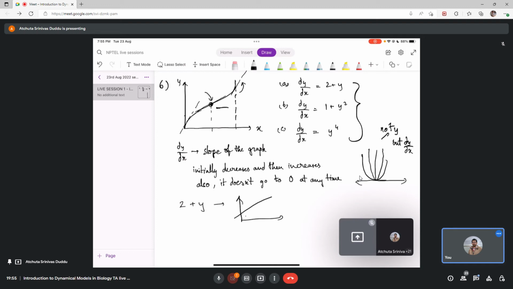We take this as g of x and then we are plotting that, right? So just to look at it, we have these y power 1, y square, and y power 4 showing this behavior of initially decreasing and then increasing slope. But then we also have this condition that doesn't go to 0 at any point, but y power 4 at x equal to 0 is 0. The slope from this equation is 0, but here we see that the slope is non-zero.